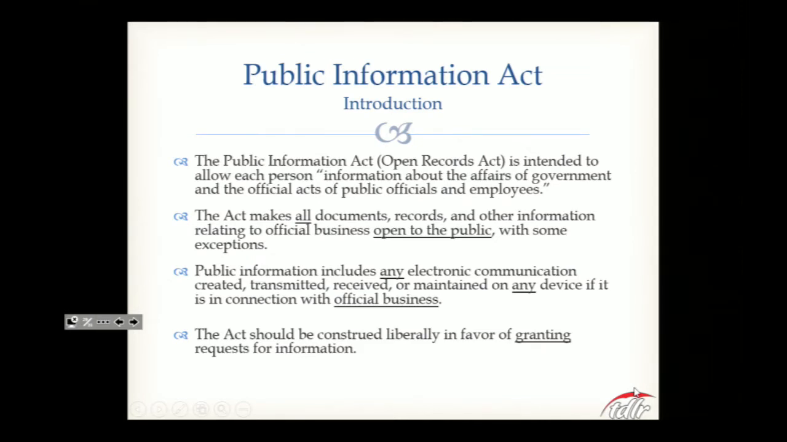Just keep that in mind when you're communicating with staff, that it could potentially be disclosed to a member of the public. And again, as earlier spoken about, the act should be construed liberally in favor of granting requests for information.